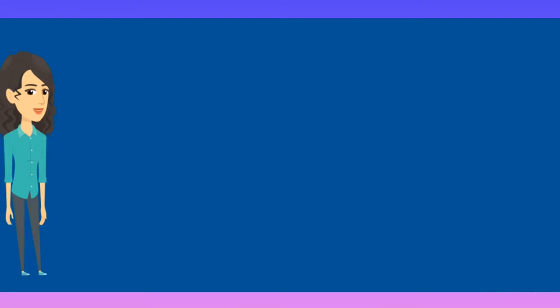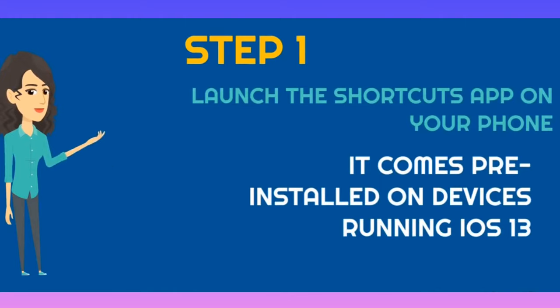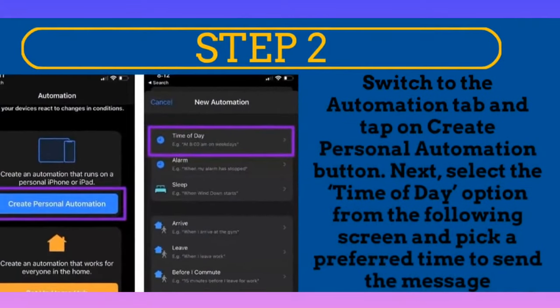For step 1, you have to launch the Shortcuts app on your iPhone. The Shortcuts app comes pre-installed on devices running iOS 13 or later. If your device is running an earlier version, you have to download the Shortcuts app from the App Store. And step 2 is that you have to switch to the Automation tab and tap on the Create Personal Automation button. Now select the Time of Day option on the following screen and pick a preferred time to send a message.